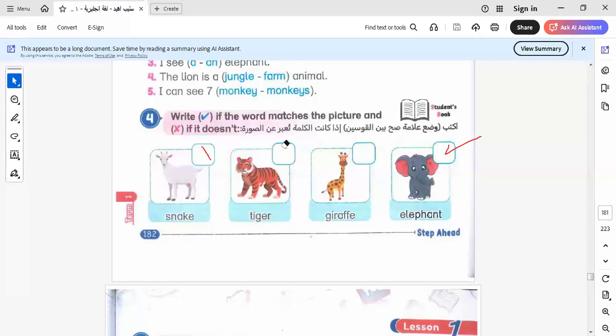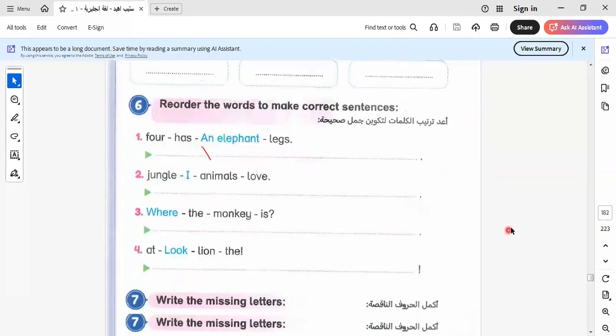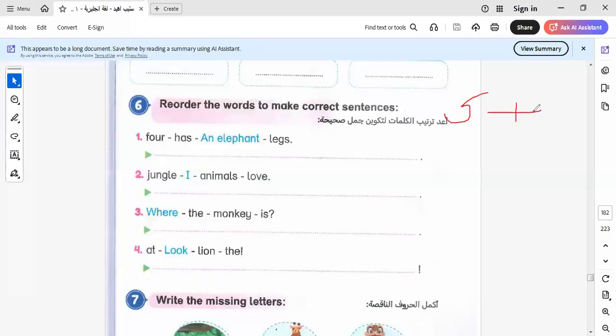After I finish the video, I will leave this book below the video for you to download and answer the questions again. Let's go to another kind of question that will be in your exam. It will be subject plus verb plus object. This is called rearrange.